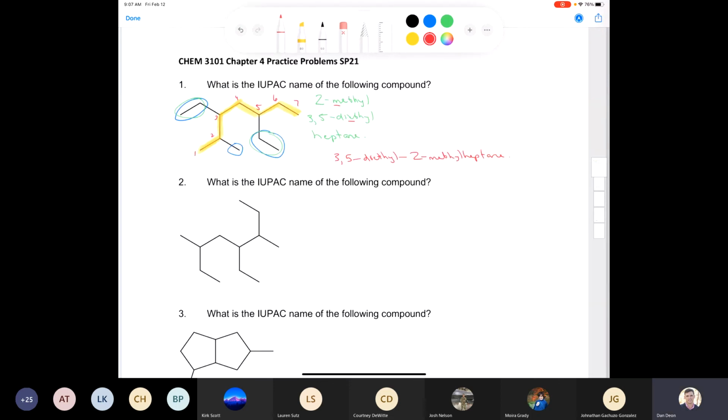Longest carbon chain. Did anybody find the longest carbon chain in this one? This one might be a little more apparent.